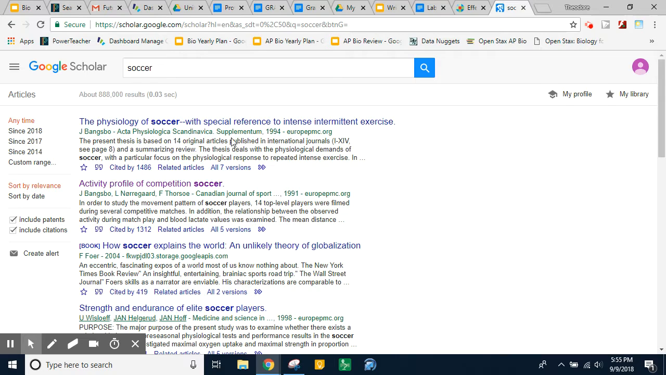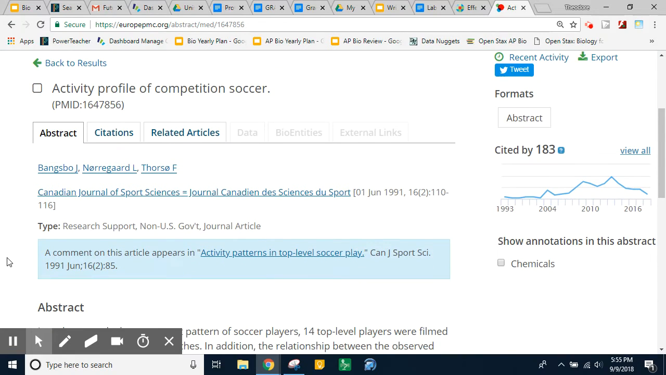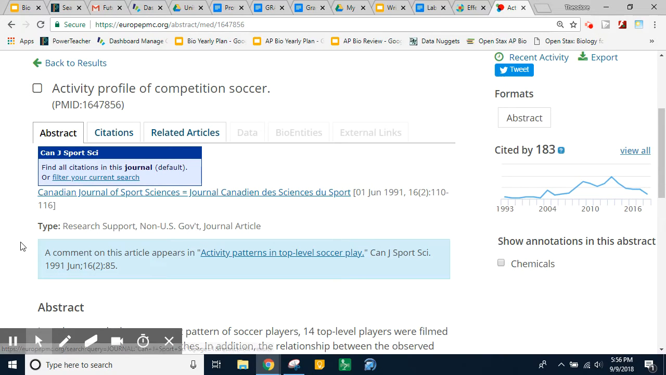This first one says what it was published in, who the author was: the physiology of soccer with special reference to intense intermittent exercise. So again, these things are very different than a typical Google search. If I go here and click on the activity profile of competition soccer and I want to read more about that, it takes me to the website of the organization, like the database. Sometimes it can take you to the actual journal in which this was published.